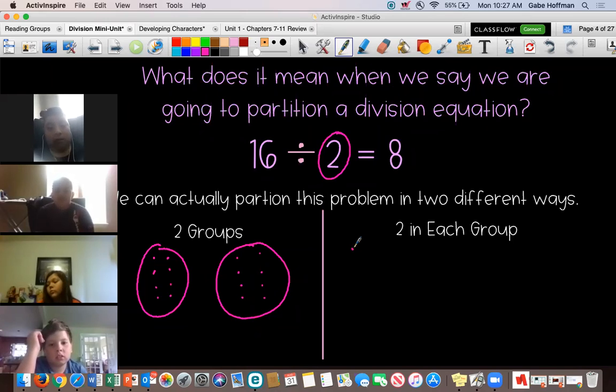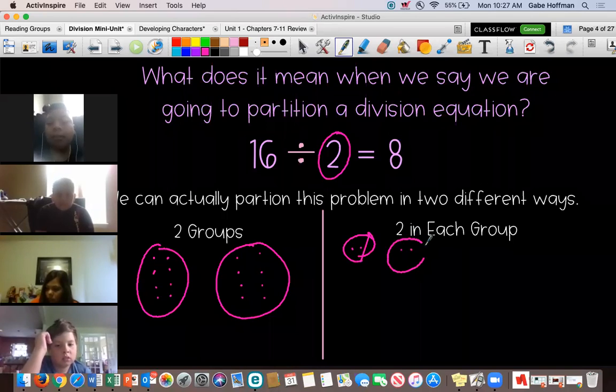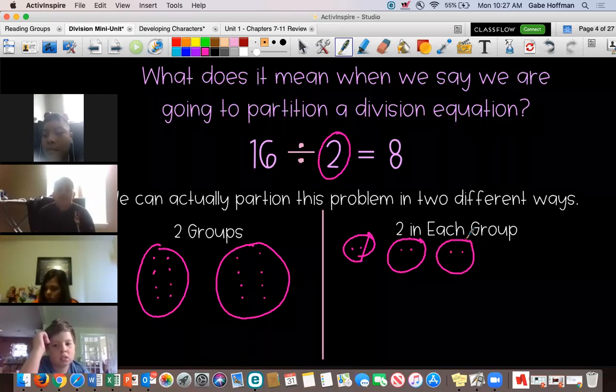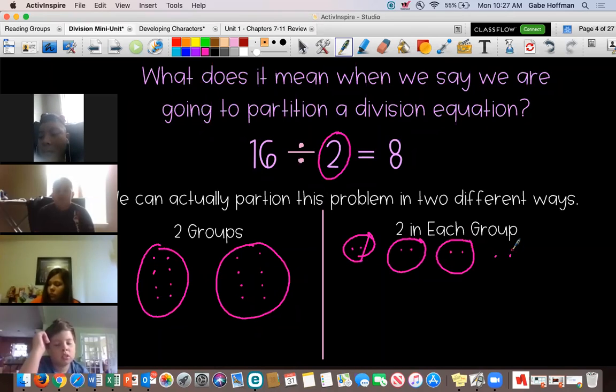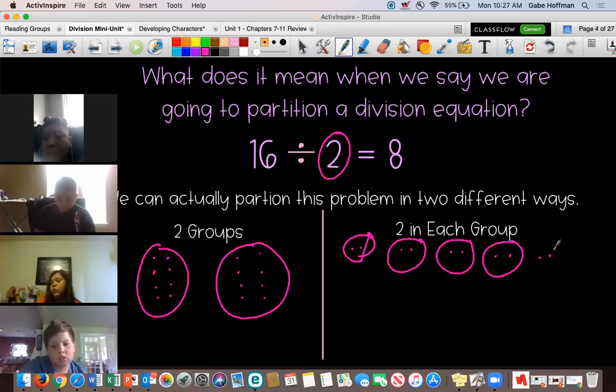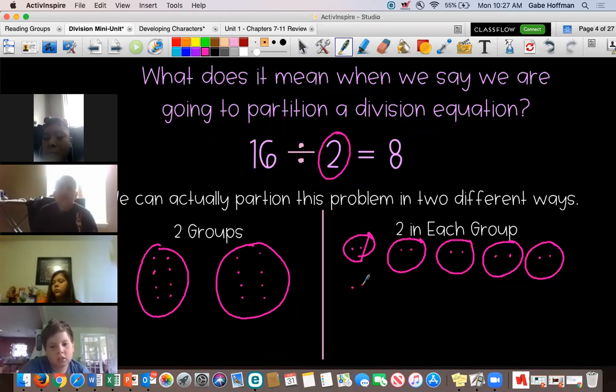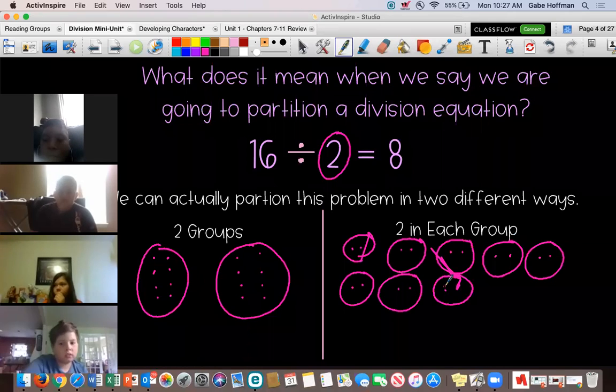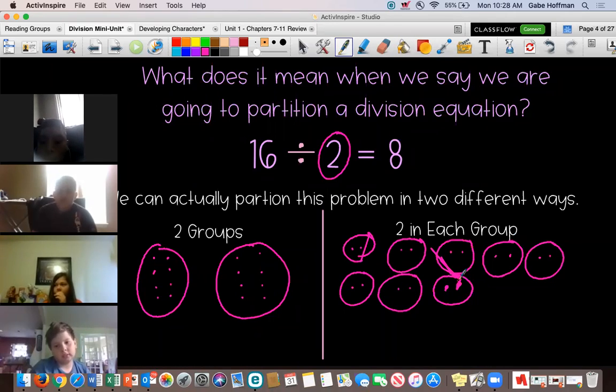So I'll say 2, 1 group. That looks a little funny, but it's a circle. 2, another group. So far I have 1, 2, 3, 4, 5, 6, 7, 8, 9, 10, 11, 12, 13, 14, 15, 16. That's 2 dots in each group. Okay, so putting 2 in each group, I got how many groups?